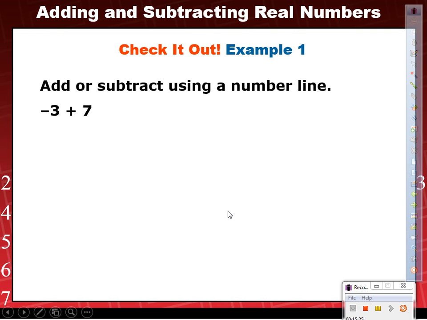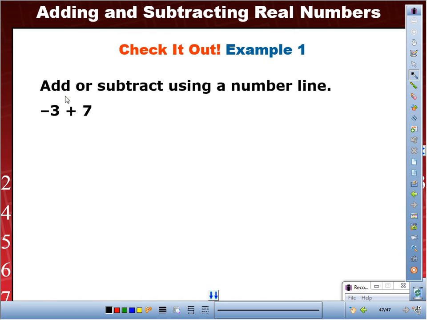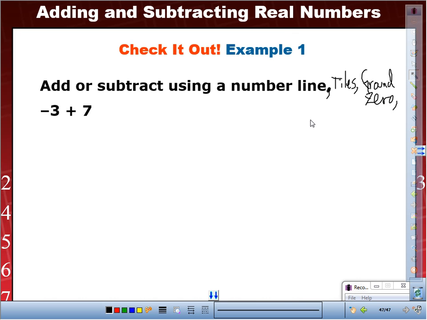With that said, turn your paper over. In the back, at the top of your page on the left-hand side, write example 1 and write the instructions. Add or subtract using a number line, comma, tiles, comma, ground 0, comma, and absolute value. So we're going to add or subtract using those 4 different methods.